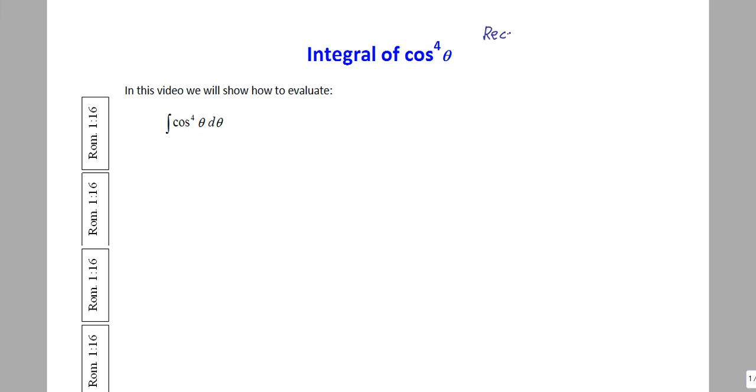Recall that cos squared theta is equal to 1 plus cos of the double angle over 2. That's one way that I can attack this problem, because then I can square both sides. This is my abbreviation for square both sides. And if you do that, you would get cos to the fourth theta is equal to 1 plus cos of the double angle squared over 4. Okay, and then you could FOIL this out on the right hand side, etc.